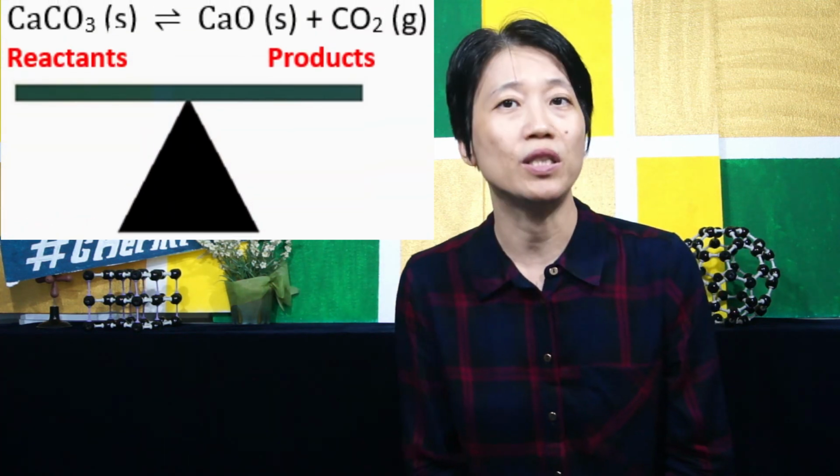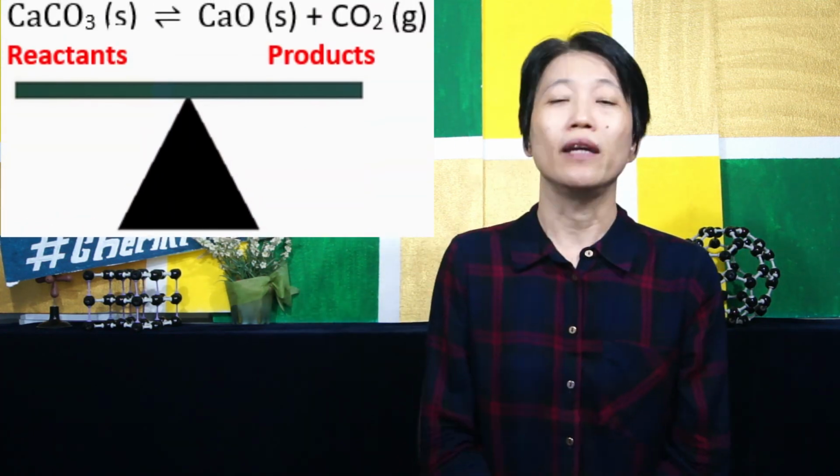Now, the same thing will happen to a chemical reaction that is at equilibrium. When you change a system which is already at equilibrium, it will shift to the left or right in order to offset the change.